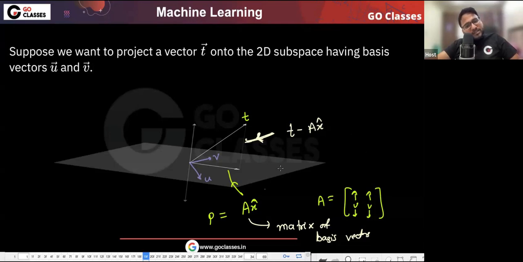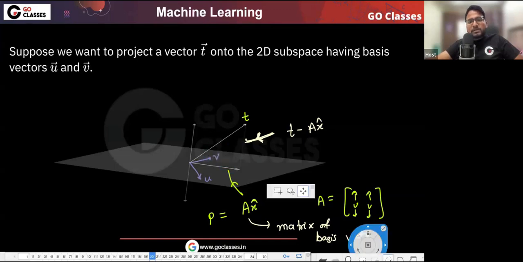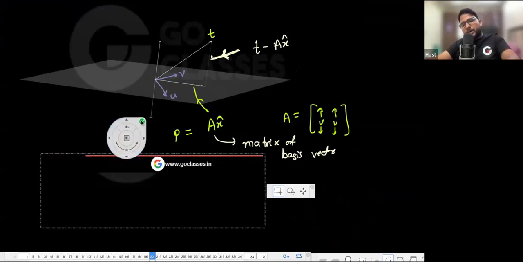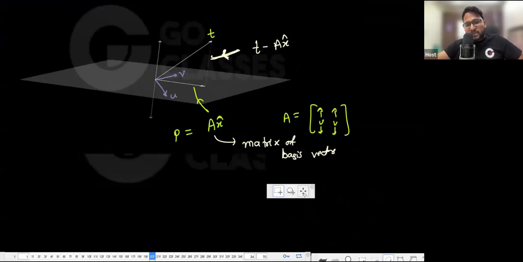Okay. So the same observation we can do. This t minus A x cap, don't you think it should be perpendicular to u and v, right? See, earlier we were saying this t minus a x cap is perpendicular to a, but since these are multiple vectors, it will be perpendicular to all of them, isn't it? So basically, the things will be exactly the same. It is just that we are having multiple dimensions. Nothing will change.